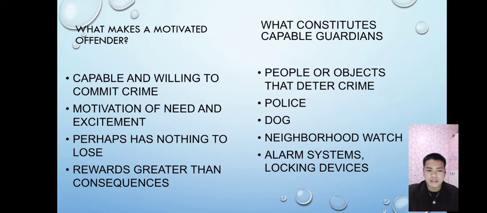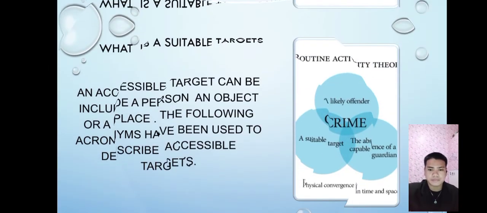What constitutes a capable guardian? People or objects that deter crimes: police, animals or dogs, neighborhood watch, alarm systems, and locking devices.